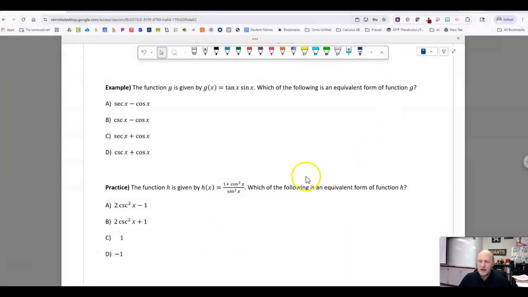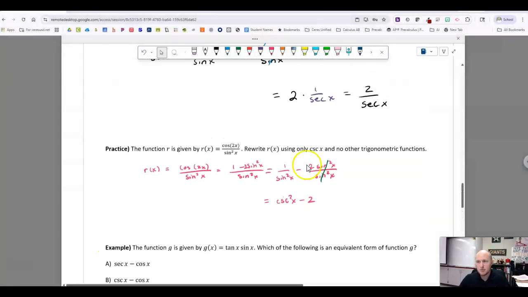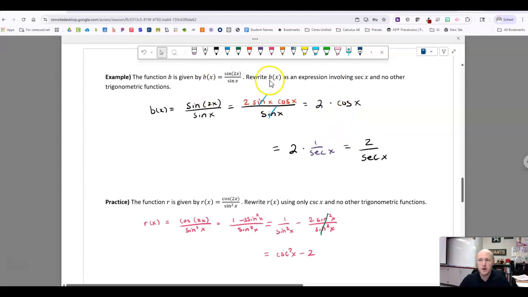Hey there, welcome back to this video where we are rewriting trigonometric expressions using known trigonometric identities. So in part one, we went ahead and looked at some of the examples and strategies about how to rewrite an expression, especially with a given destination.